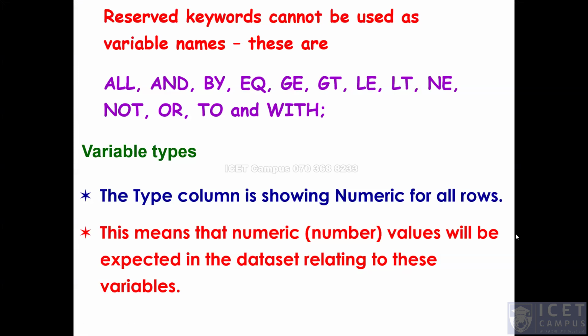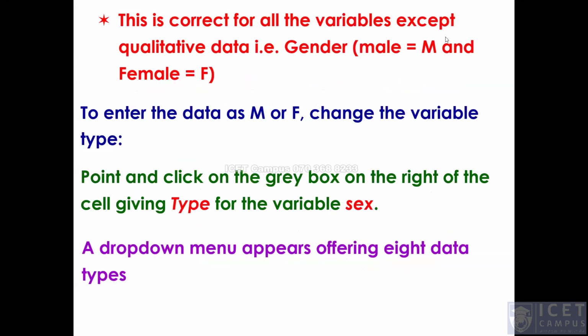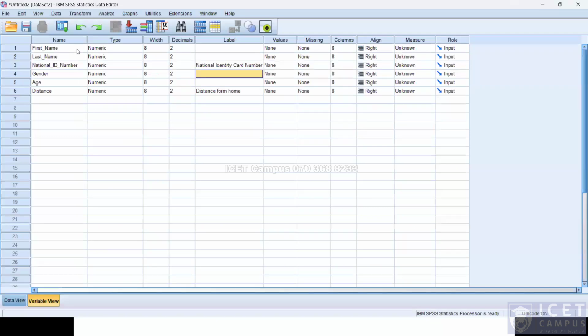Then variable types. The type column is showing numeric for all rows, right? This means that numeric values will be expected in the dataset relating to these variables. So if it is numeric, we have to write numeric values. Here we can see the data types. Take the first name: a name is not a numeric value, right? Therefore, we have to change the type from numeric. That is not a numeric one, that is actually a string.